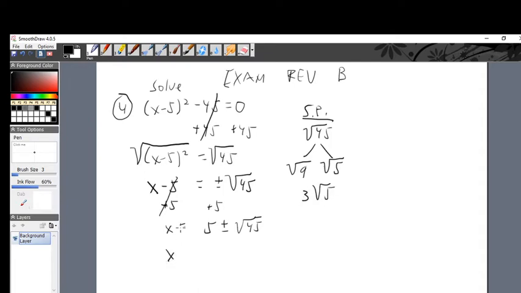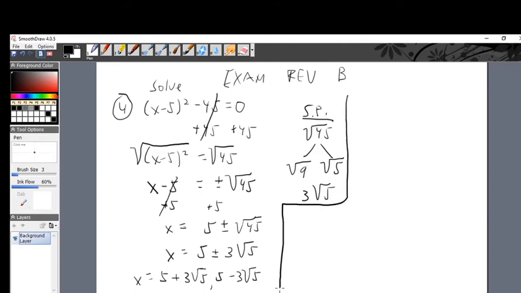What's our final answer? Equals 5 plus, we've just done the work here, 3 square root of 5. On the plus or minus, again, I'm going a little bit too fast for my own good. 5 plus or minus 3 square root of 5. What do they like? They like the two answers separated by a comma, as we've mentioned also many times. Okay, so that is problem number 4 for our review.